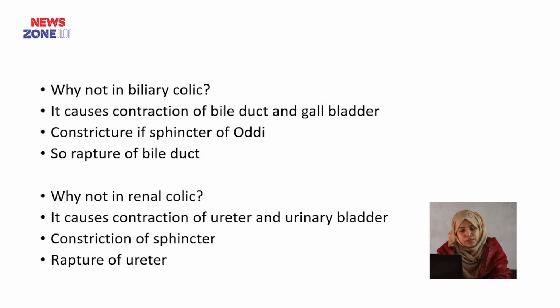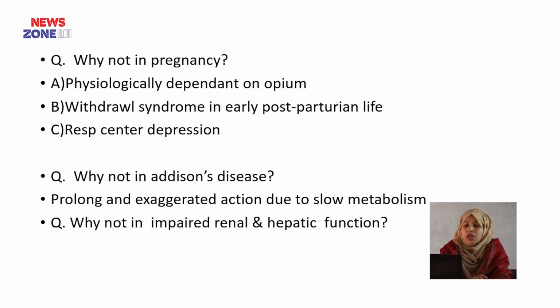Why not in biliary colic? It causes contraction of the biliary duct and gallbladder, constriction of the sphincter of Oddi, and there will be rupture of the bile duct. Why not in renal colic? Because it causes contraction of the ureter and urinary bladder, constriction of the sphincter, and rupture of the ureter. Why not in pregnancy? Because the fetus will be physiologically dependent on opium, and there will be withdrawal syndrome in early postpartum life, and also there is respiratory center depression.